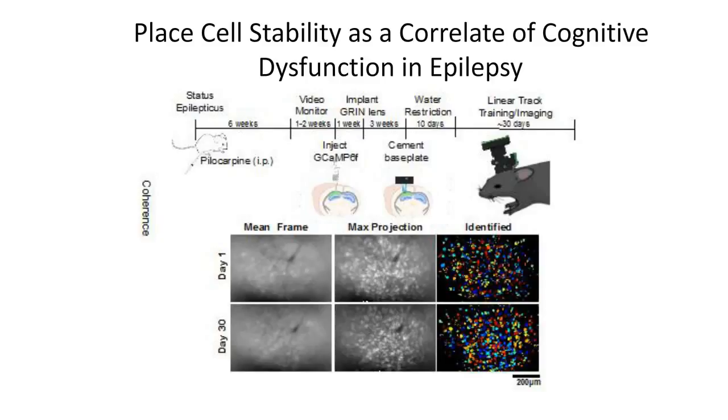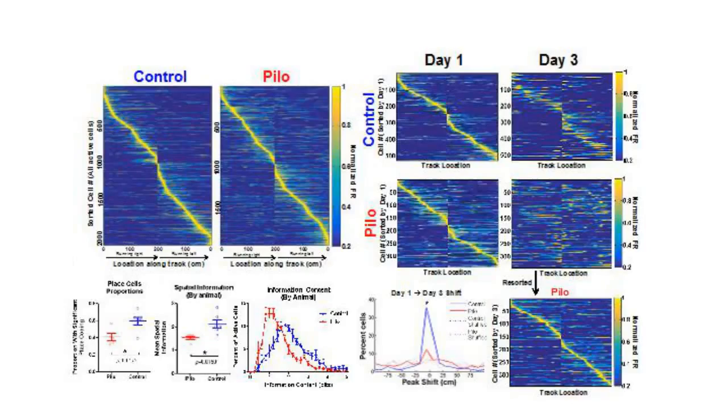We implanted GRIN lenses on these animals and then water restricted them and trained them to run on a linear track. And so doing this, we will be able to see place-related activity on the same track over several days. And what we were aiming for is to see how well these specific cells encode place location and how well this encoding is stable over time. Is it stable or is there a lot of remapping in these animals and therefore instability of their place cell representations?